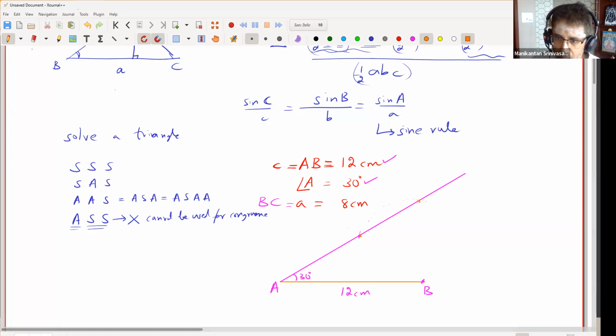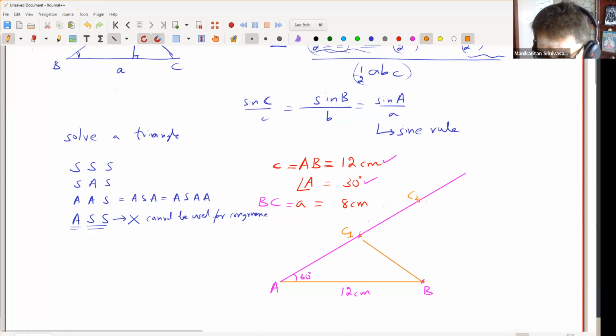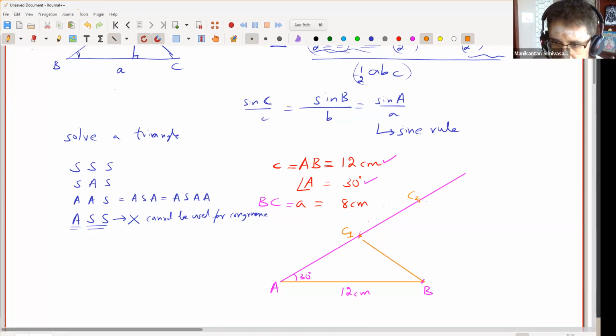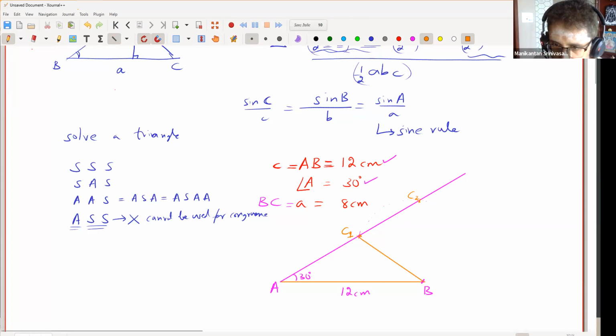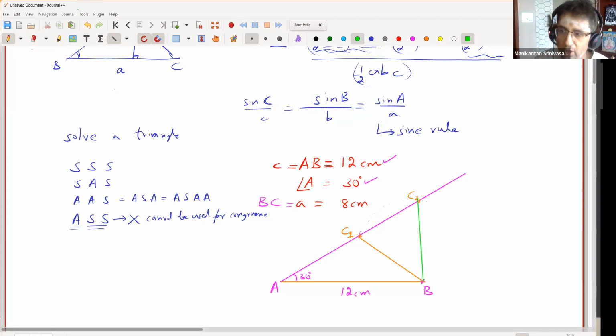So one, Sumer might mark the triangle like this. Keshav might mark the triangle like this. Both are right, right? Both are right. So you might mark the triangle like this. And another guy might mark the triangle like this. So because there are 2 answers, ASS is not a valid property.